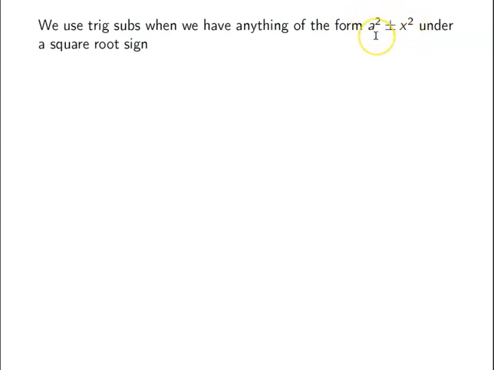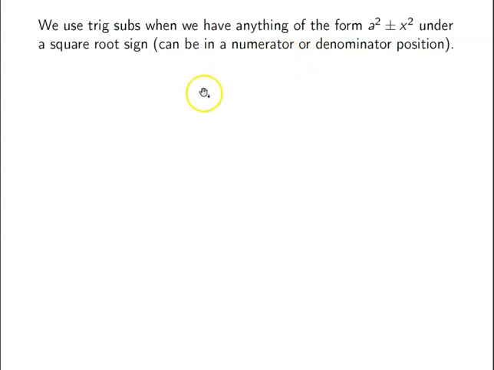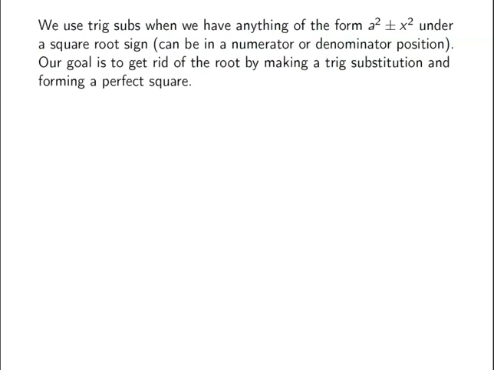And that constant we're always going to consider as a square, whether or not it's actually squared. Okay, so this thing that we're interested in could be in a numerator or it can be in a denominator. And if we see this, we are probably going to do a trig sub. Okay, so again, our goal is to kind of get rid of the root or whatever it is that we have on the inside by making that trig substitution and forming a perfect square where things cancel out.